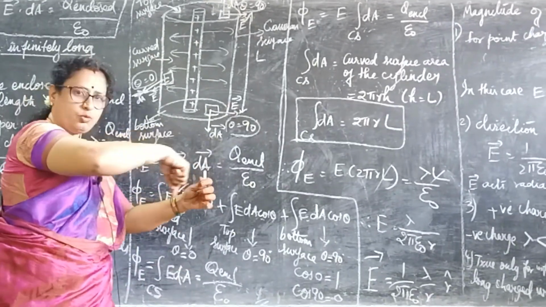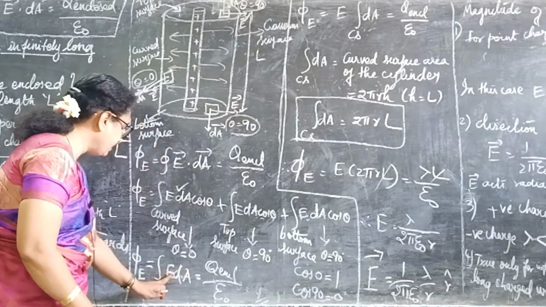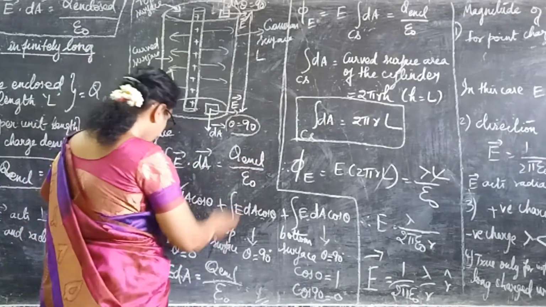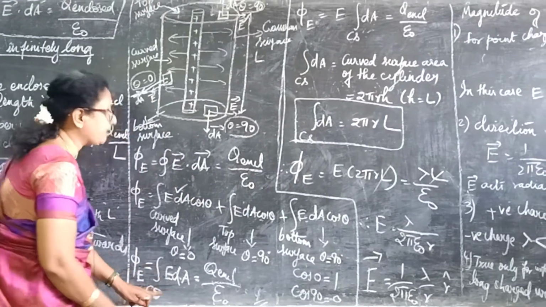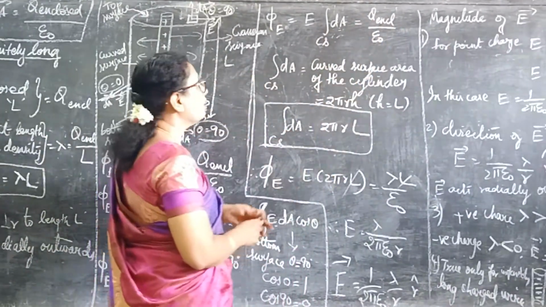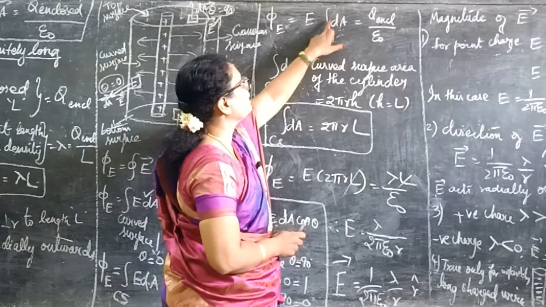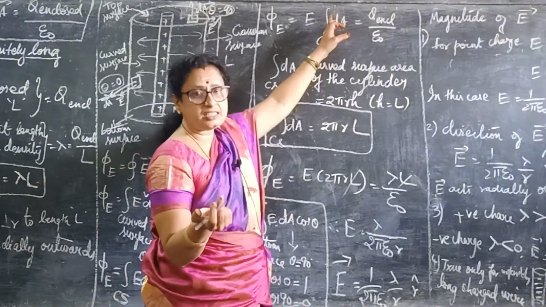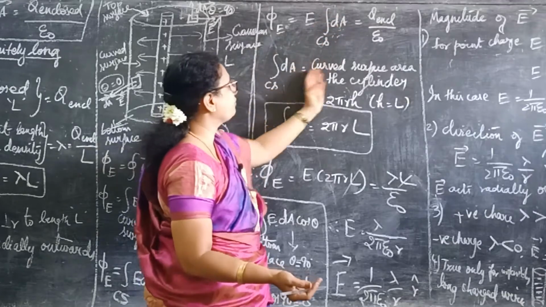E is a constant over the whole curved surface. So, we can take this E out of the integral sign, and we are left with E integral over the curved surface dA is equal to Q enclosed by epsilon naught. What is this curved surface area? Integral dA is A, and A is nothing but the curved surface area of the cylinder.